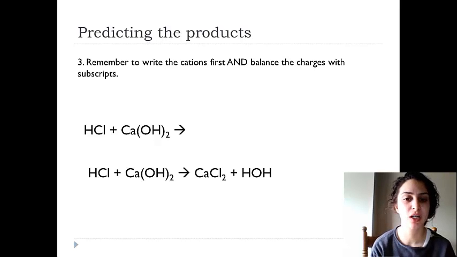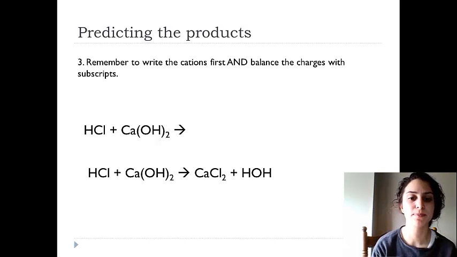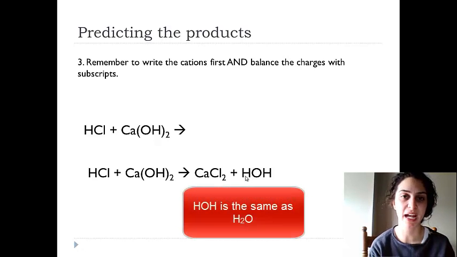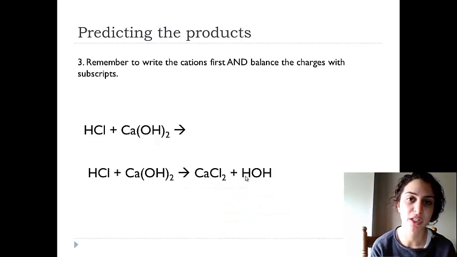And so here's our answer. We have the cation from the first reactant plus the anion of the second, and the cation of the second reactant plus the anion of the first. We balance the charges out and it's all set. Now HOH was just to show you how to get the cation and the anion. That's water. You can write H2O with that.